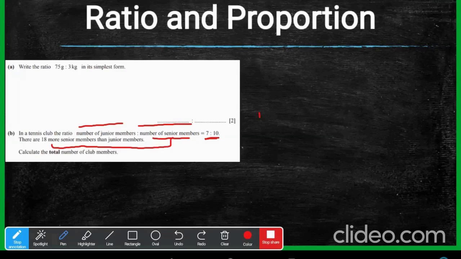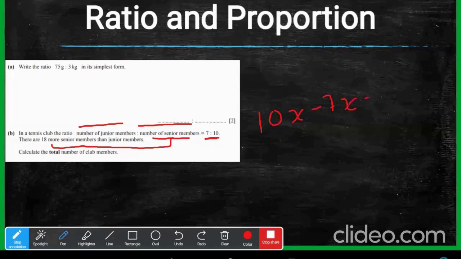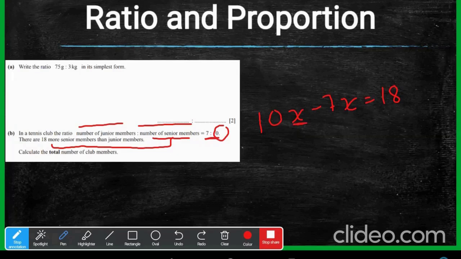So I can write like this: 10x minus 7x is equal to 18. If you wonder how I write it like this, why do I multiply by x? Because I don't know how many seniors we have. So I write 10x minus 7x, where 7x is the number of juniors, and it is equal to 18. Why do I write equal to 18? Because I know that seniors are 18 more than juniors. For example, if the quantity of seniors is 38, then as a condition, seniors are 18 more than juniors, so the juniors will be 20. I'm just explaining how I make this equation.